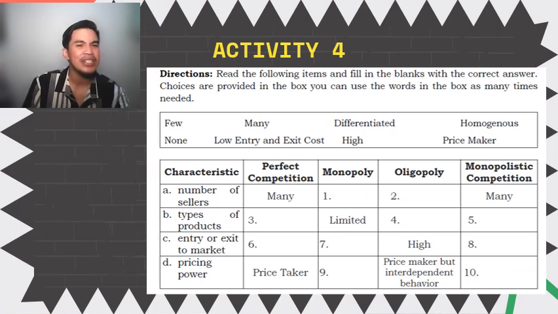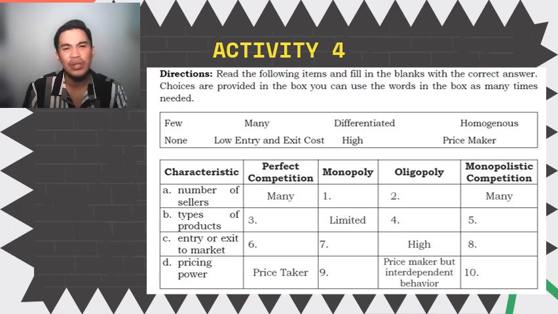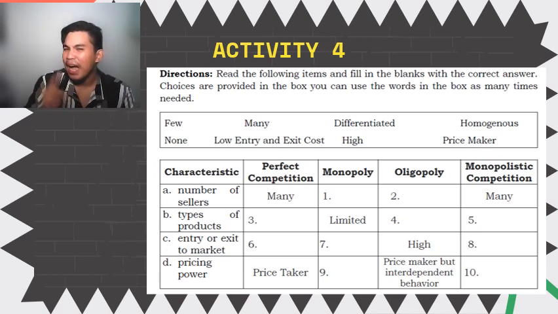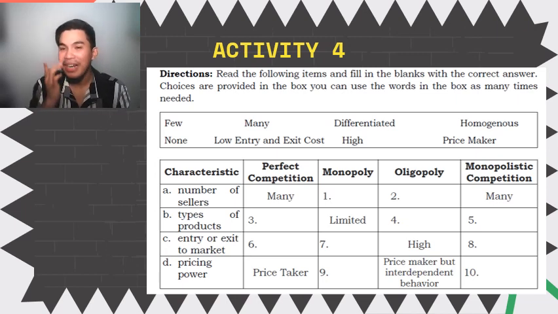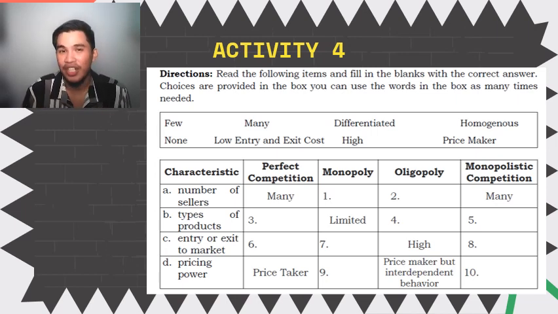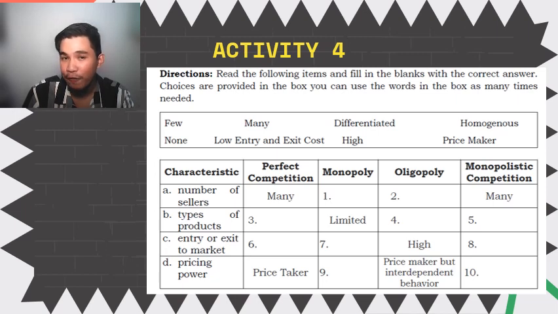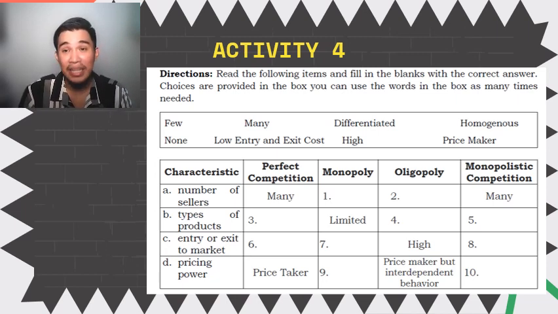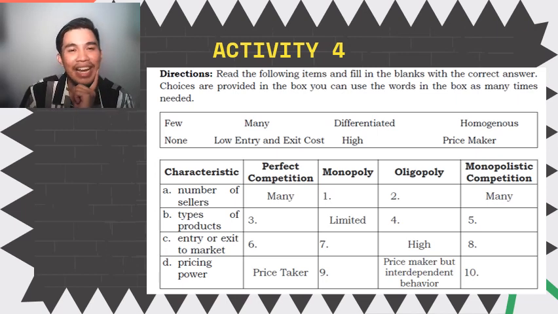Ano naman ito nandito sa fourth activity? Tingnan natin ito. At this point, sasagutan ko lang ang numbers 1 and 2. Kasi gusto ko makita rin if you have really understood the lesson about market structure. So, ang gagawin ninyo dito, meron tayong set of words here with the following items and fill in the blanks with the correct answer. The choices are provided in the box. You can use the words in the box as many times needed. Okay, nakuha? So, pipili tayo dito sa box.